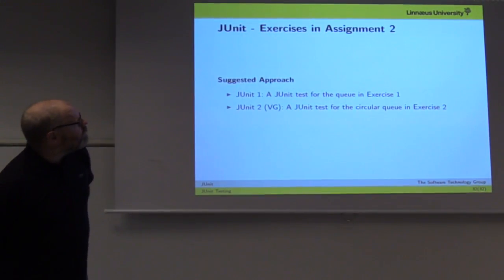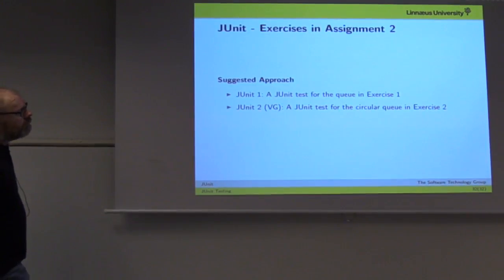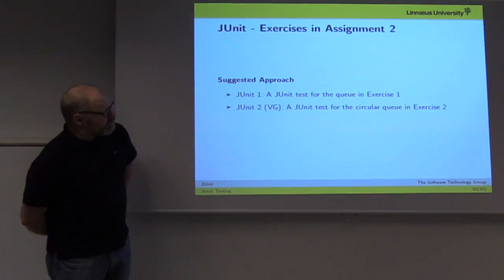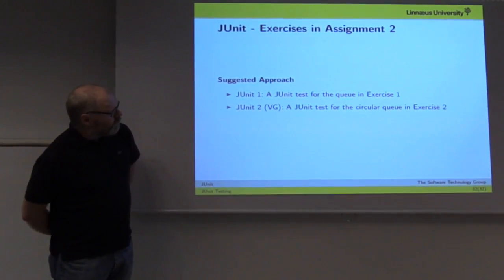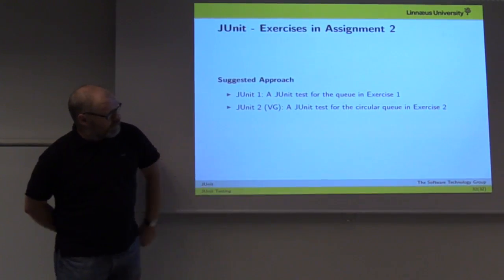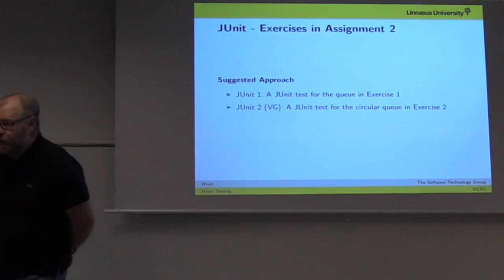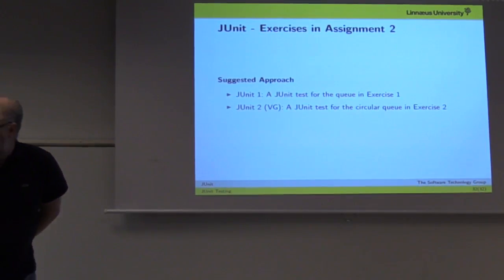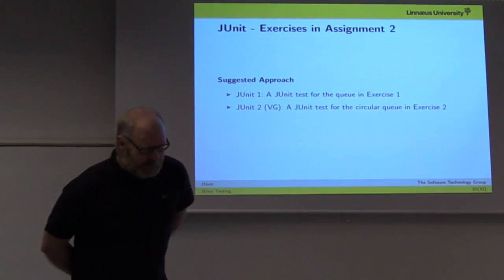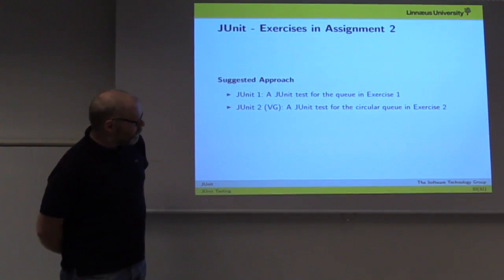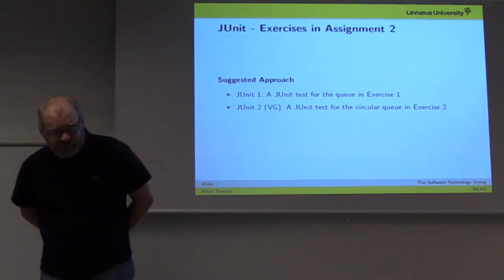We have 2 exercises related to JUnit in this assignment. Of course, you should write a test for the queue in exercise 1. And those of you who started with the circular queue in exercise 2, the VG exercise will be to write a corresponding test for this one. Have you started with a circular queue? Yes? No? Okay, it's a bit tricky. You often need to make a lot of errors before you make it work. Any questions?